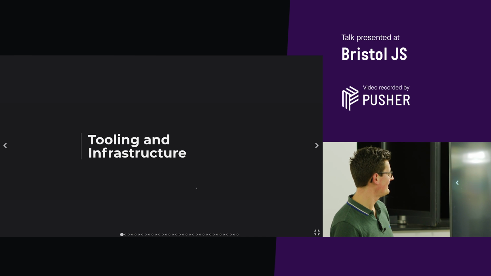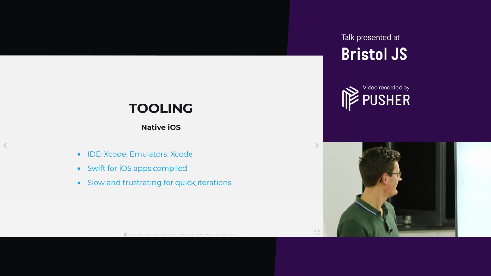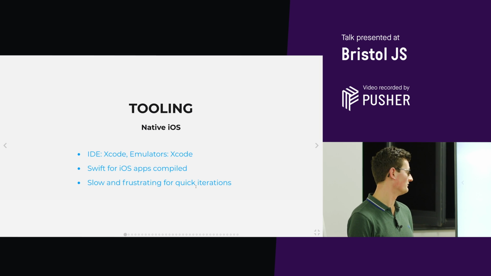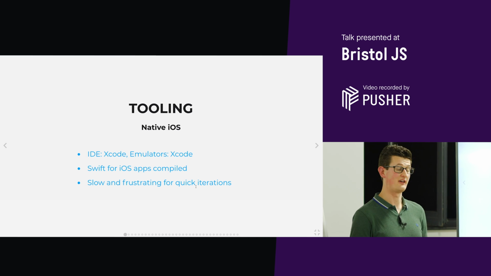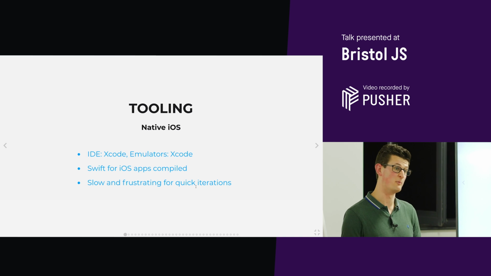So tooling and infrastructure, two really important parts of any project. With a native iOS project, I develop on a Mac and I used Xcode, which came with my Mac, and the emulators for testing the application, seeing what it looked like, also come built in with Xcode. The emulator experience was generally really good.